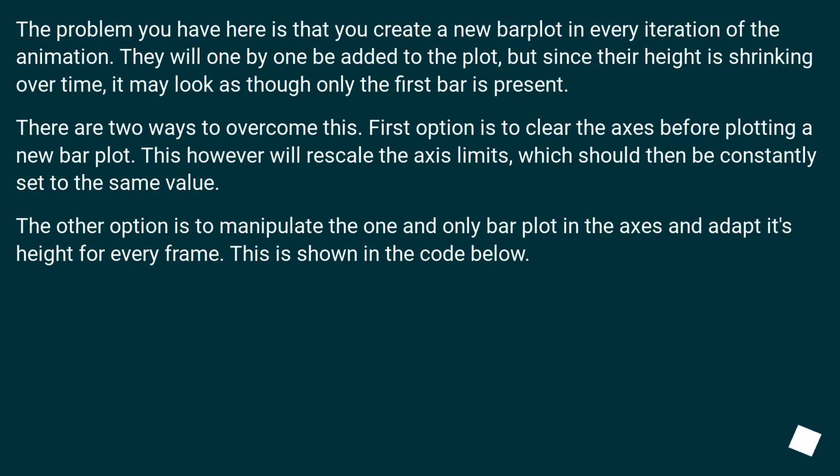First option is to clear the axes before plotting a new bar plot. This, however, will rescale the axis limits, which should then be constantly set to the same value. The other option is to manipulate the one and only bar plot in the axis and adapt its height for every frame. This is shown in the code below.